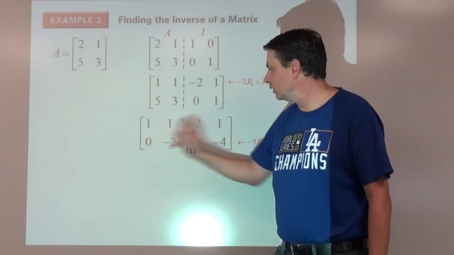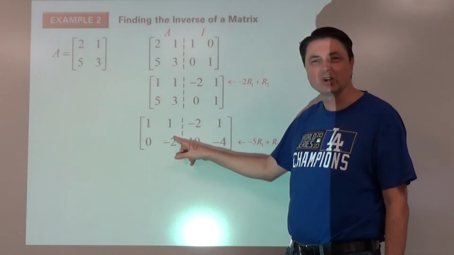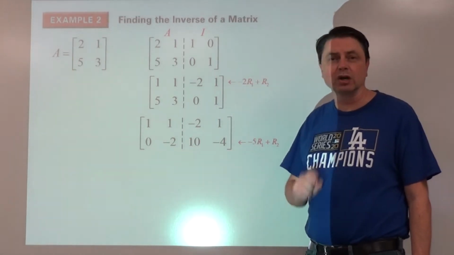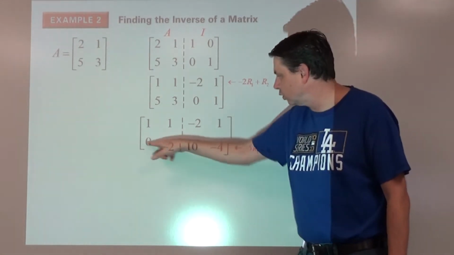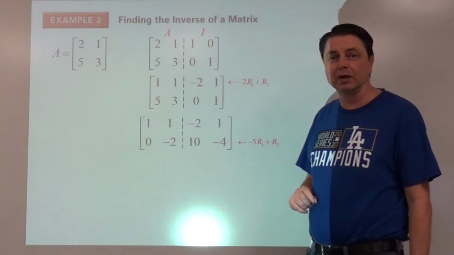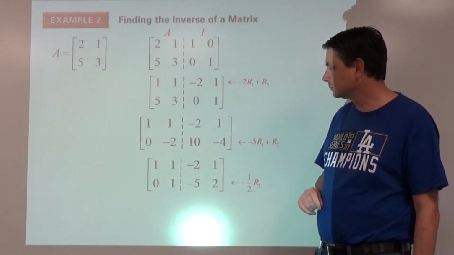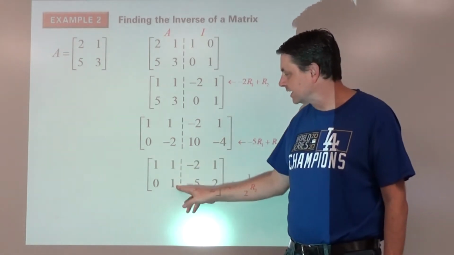So we've got our 1, we've got our 0. Next, we're going to look here. We're going to want to turn that into a 1. So we can multiply by a non-zero constant, operation number 2. Let's multiply this whole row here by -1/2. We're almost there. We've got 1s in the diagonal, we've got a 0 there.